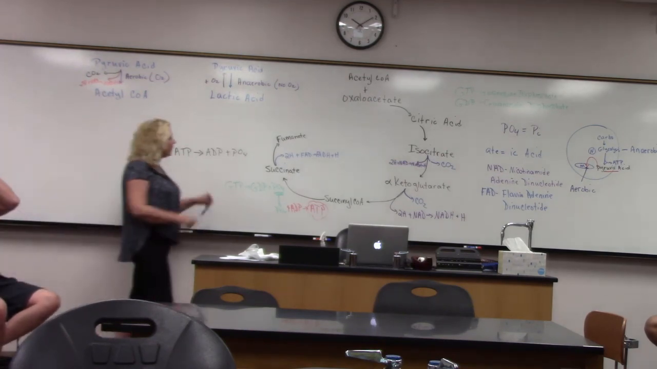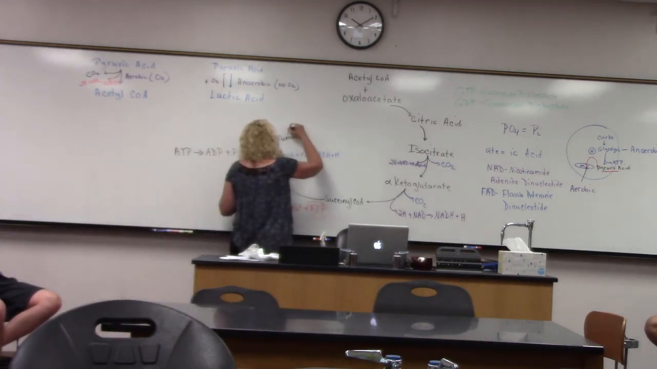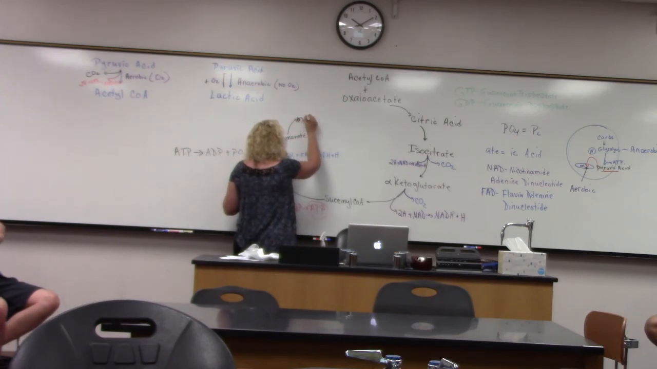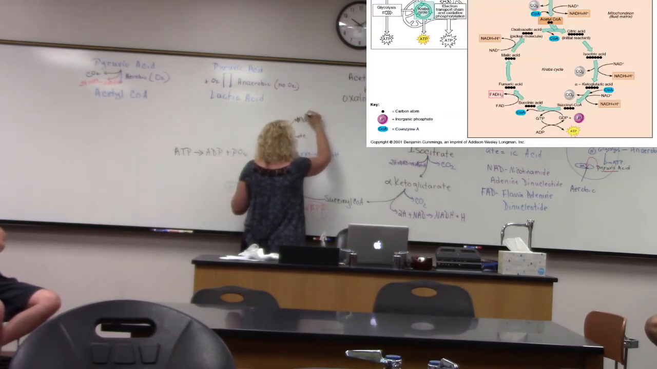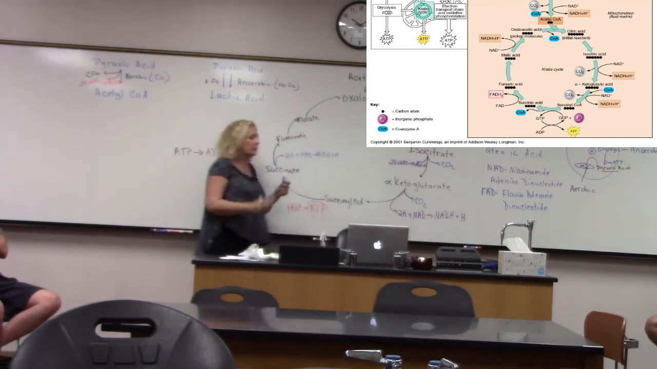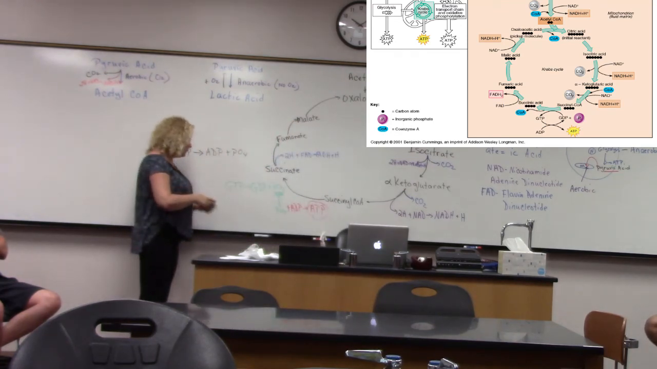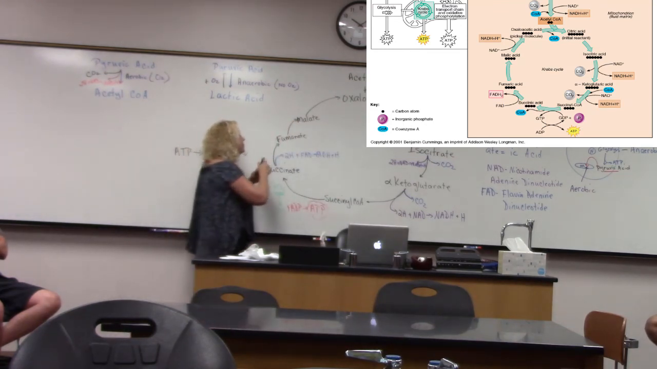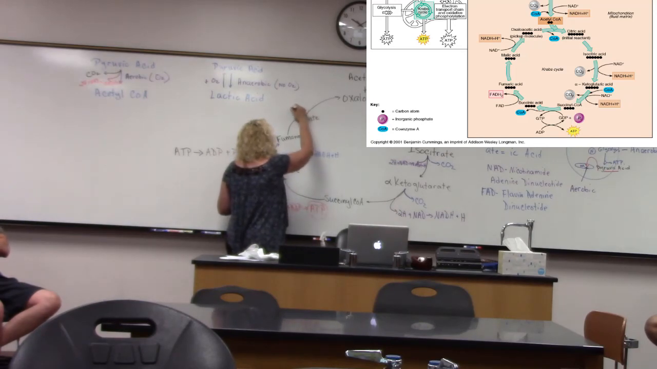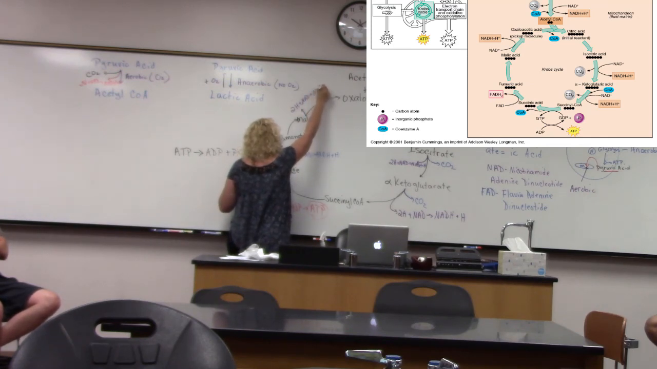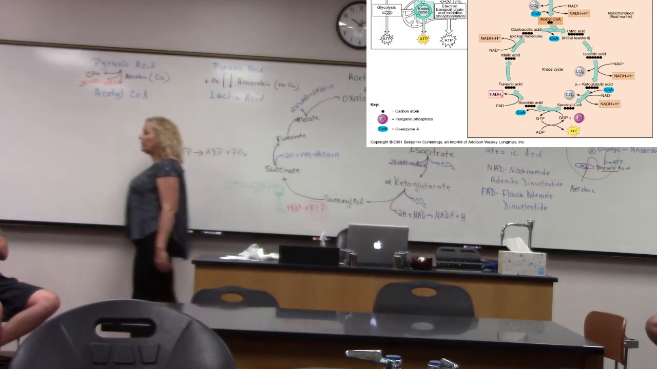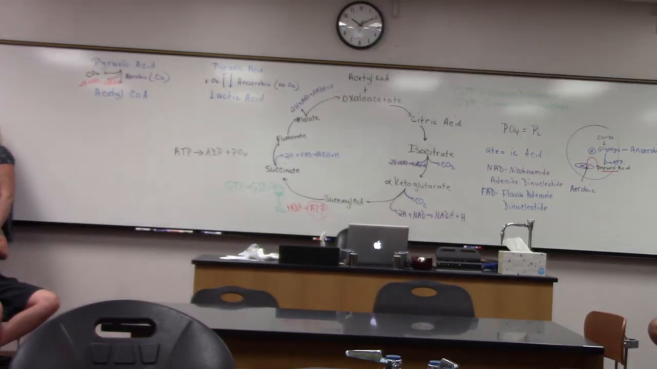From fumarate, we're going to produce malate, and from malate, we're going to go back to oxaloacetate. However, to do that, we're also going to take two hydrogens off of malate and add them to another NAD to form another NADH plus H, and you're done with the citric acid cycle.